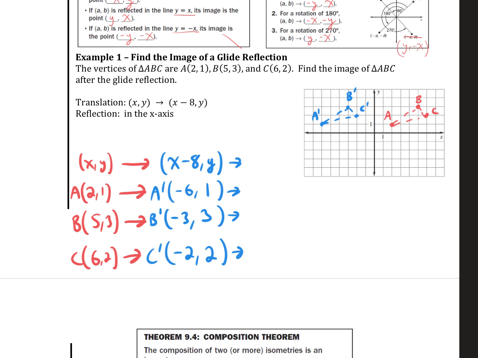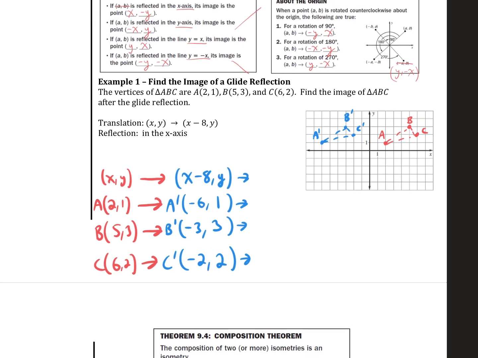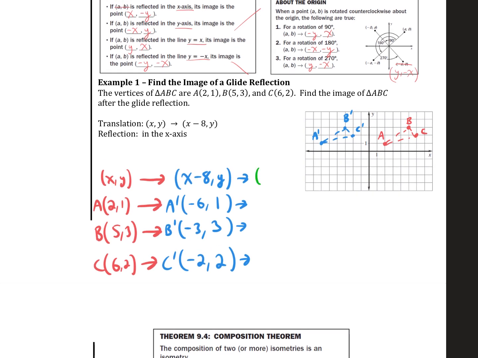All right, and the last step is going to be a reflection in the x-axis. Well, what's the rule for reflection in the x-axis? That is going to be (x, y)... or sorry, (x, opposite of y), my bad. Okay, so we have A prime, B prime, and C prime. Why don't you guys see if you can figure out this rule here, what's going to happen.